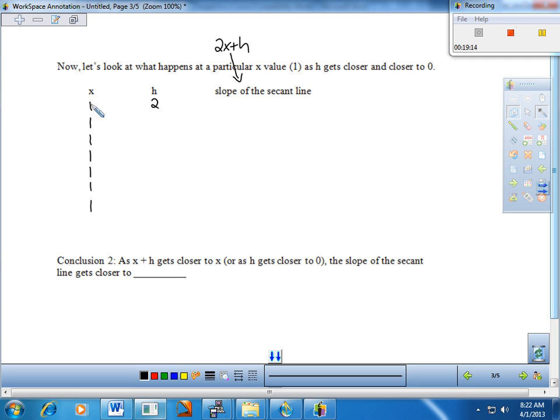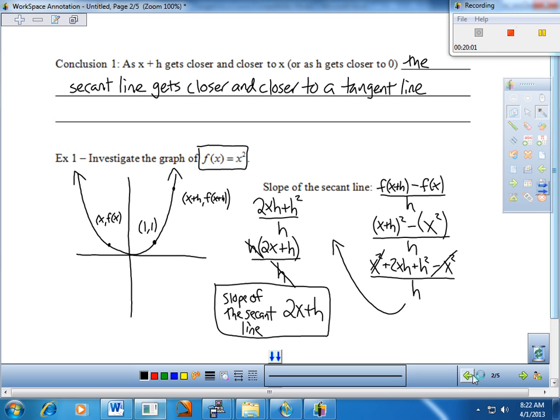So guys, x is 1. That's going to stay fixed at this point in time. h is 2, meaning the second point is 2 horizontal units away from the first point. Alrighty, so 2 times 1 is 2, plus 2 is 4. So the slope of the secant line when h is 2 is 4. Now humor me one more time just so I can show you exactly what that would look like right here, and then we'll go ahead and just do the calculations the rest of the way.